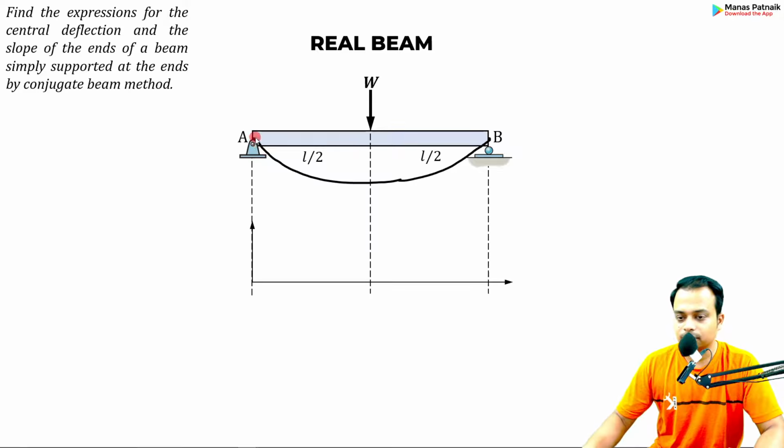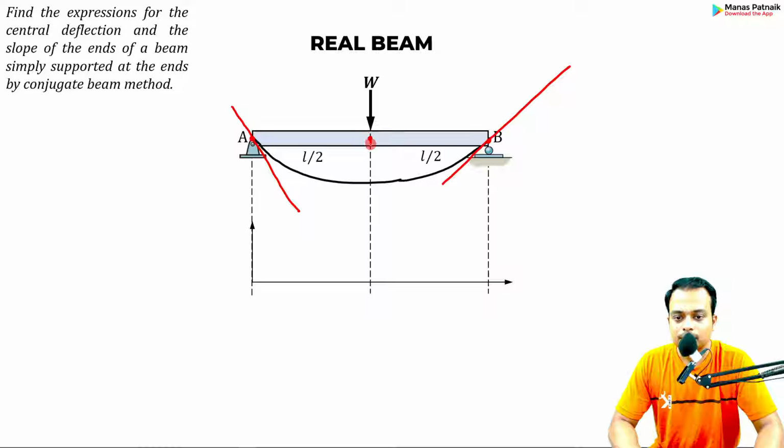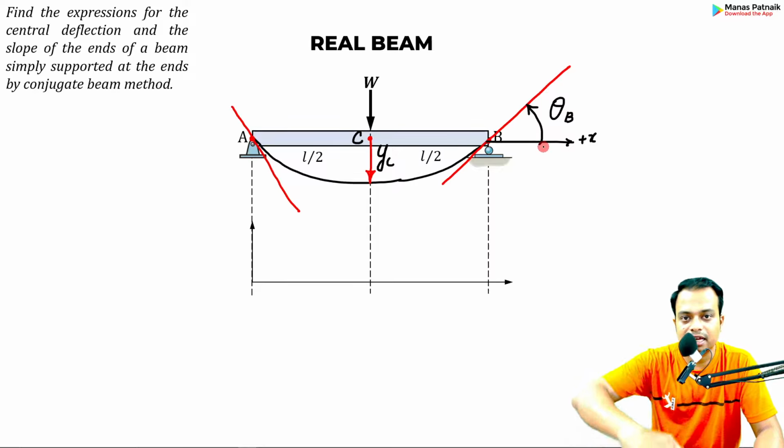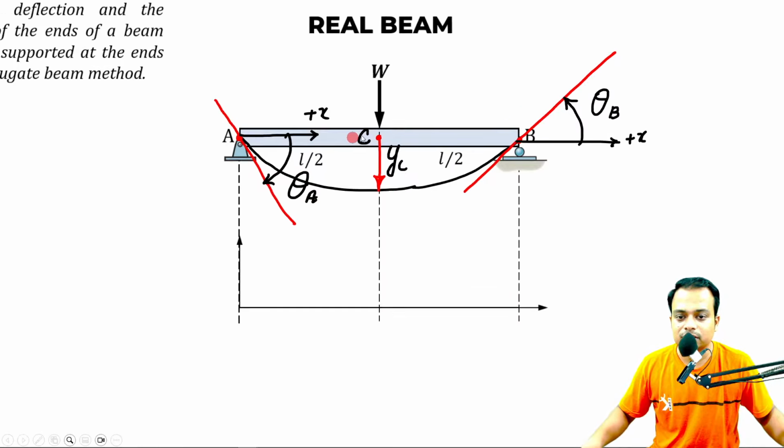What you need to work out is the slope at A, the slope at B, and the displacement over here, or the deflection. Okay, let's call this point as point C. So we need to find YC. You need to find theta B, which you already know is going to be positive. Angle has been measured anti-clockwise. That's the reason. Again, positive x-axis. This angle is what you need to work out, theta A. Let me zoom into this.